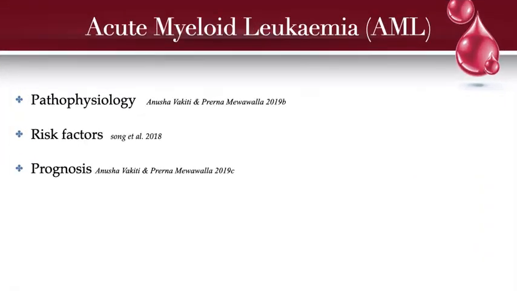Acute myeloid leukemia is the most common leukemia among the adult population in Australia and accounts for about 80% of all cases. It is characterized by clonal expansion of immature blast cells in the peripheral blood and bone marrow, resulting in ineffective erythropoiesis and bone marrow failure.